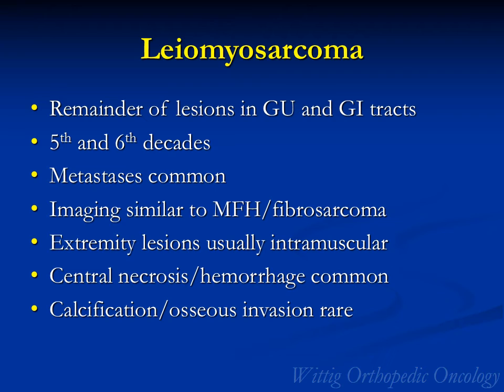Extremity lesions are usually intramuscular as opposed to subcutaneous. Central necrosis and hemorrhage are common, similar to other high-grade soft tissue sarcomas, and calcification and actually osseous invasion are somewhat rare, which is in distinction to a synovial sarcoma.